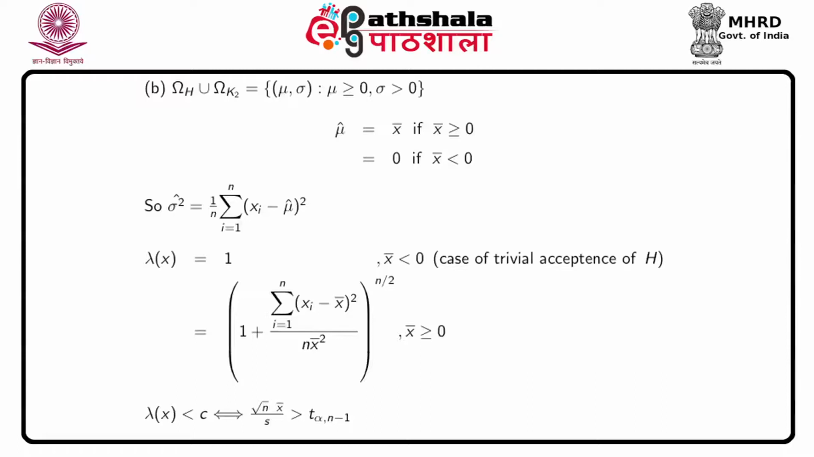In the second testing problem, the parameter space omega h union omega k2 will be the set of those (mu, sigma) such that mu is greater than or equal to 0 and sigma is greater than 0.